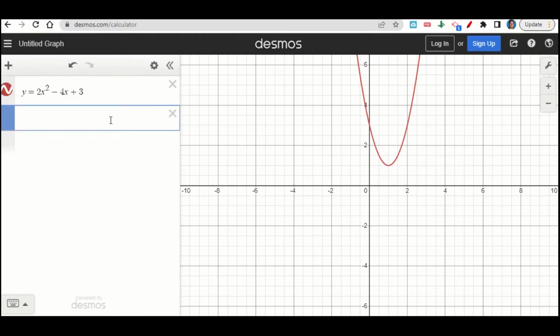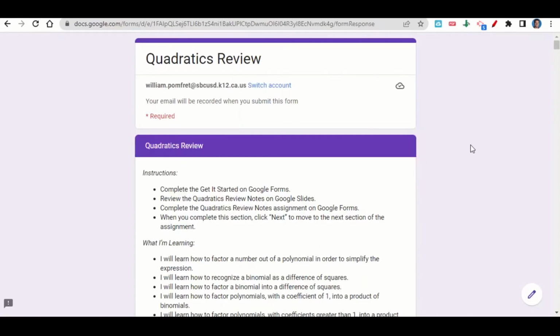We could also do it in vertex form. So y equals x minus 3 squared plus 5. And we can see here that our vertex, if we click on it, is at 3, 5. So this is how you can use Desmos to check your work when trying to find the location of the vertex of a quadratic. Let's take a look now at the Quadratics Review assignment.